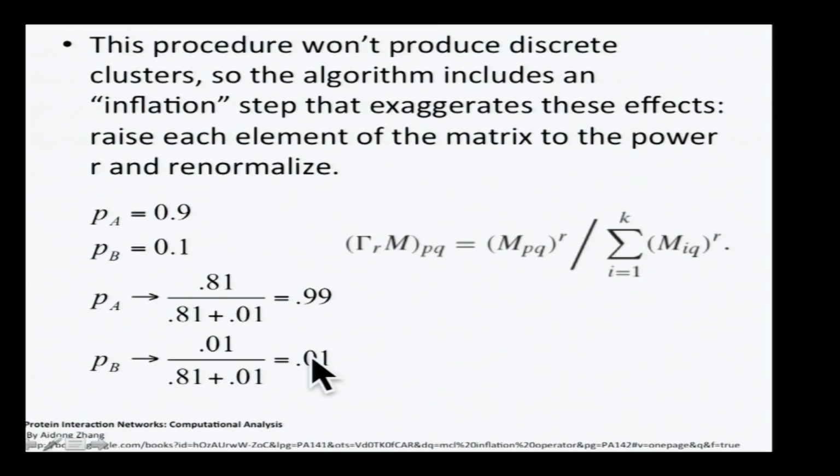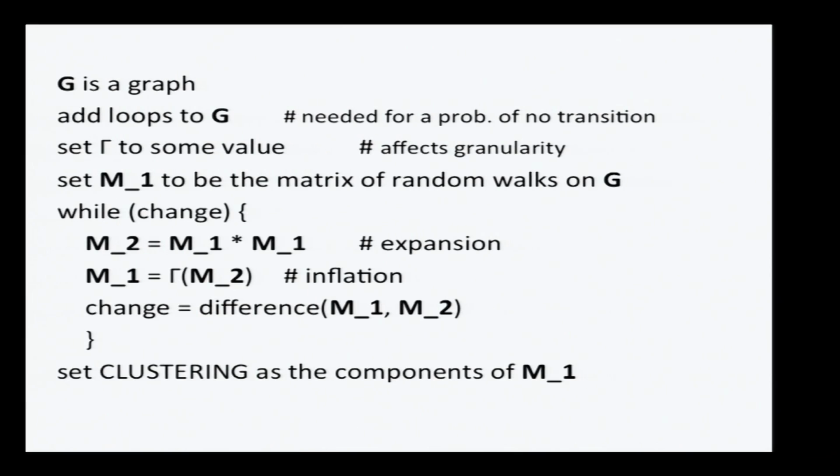So this inflation operator exaggerates all my probabilities. It makes the higher probabilities even more probable, it makes the lower probabilities even less probable. Okay. So I take this adjacency matrix that represents a number of steps in my matrix, and I exaggerate it with the inflation operator, and that takes the basic clustering and makes it more compact.